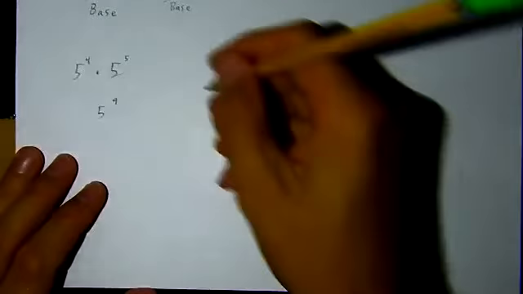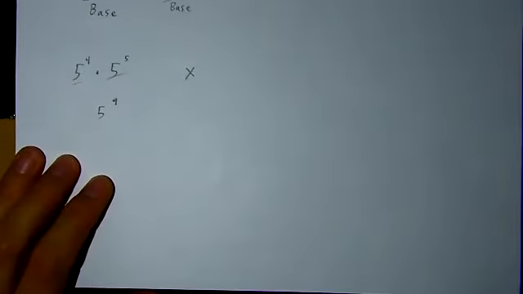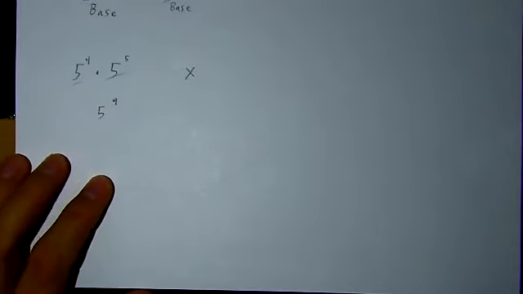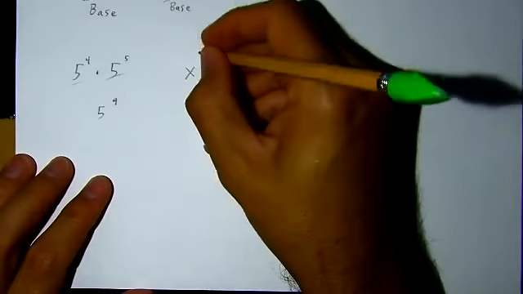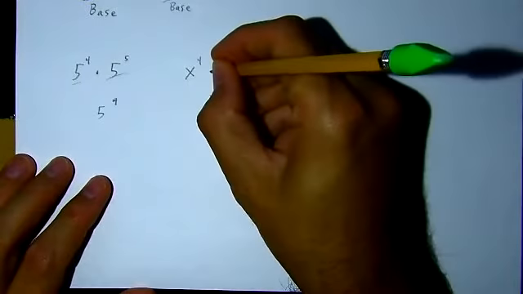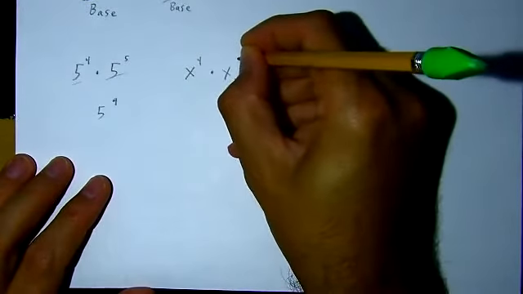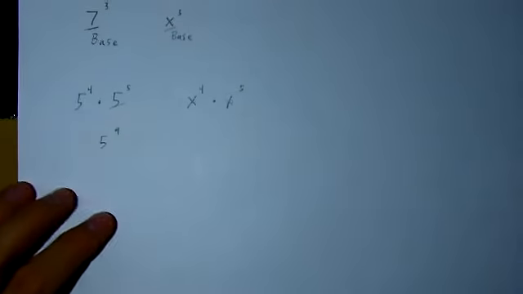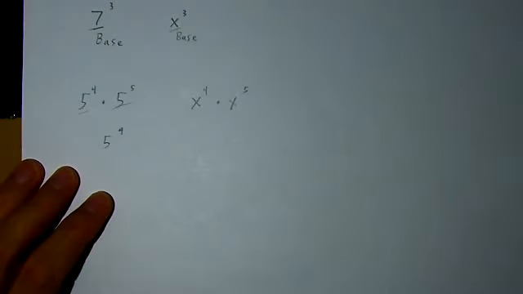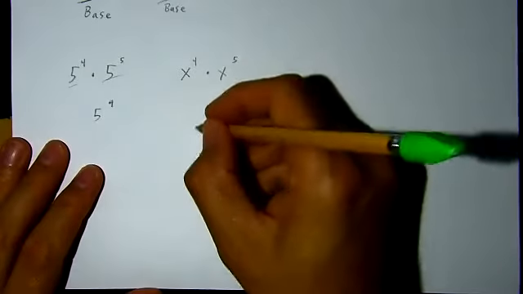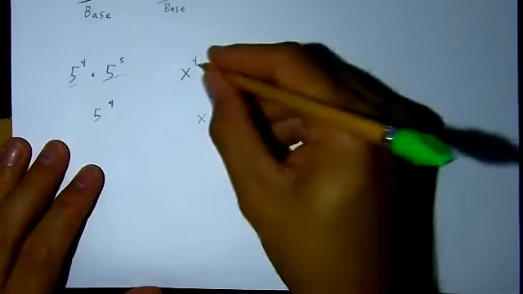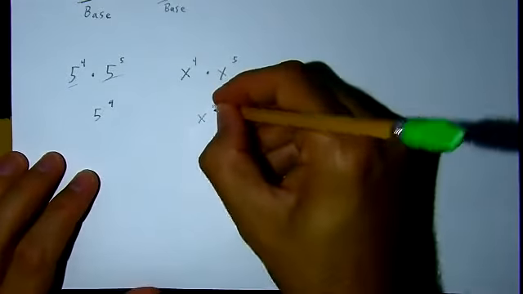Now sometimes you're going to have basically the same question, except you're going to have it with variables. That makes it algebra. So same problem, different base. You work it exactly the same way. So you would just bring down the x because that's your base. And you would add your 4 and your 5, and you get 9.